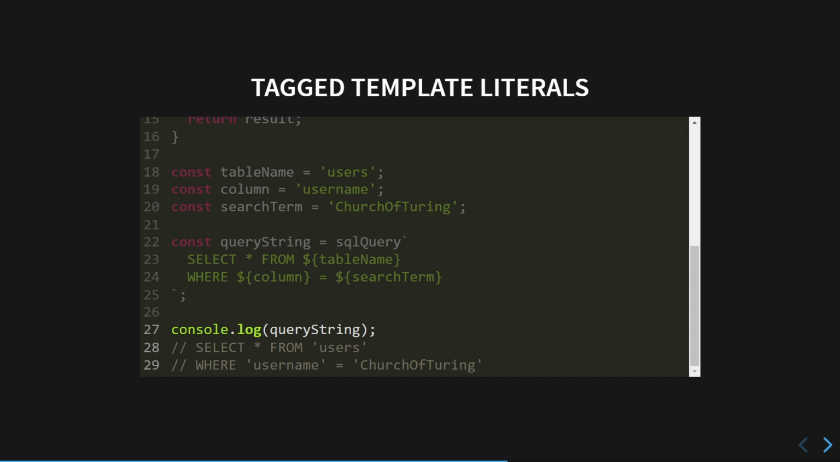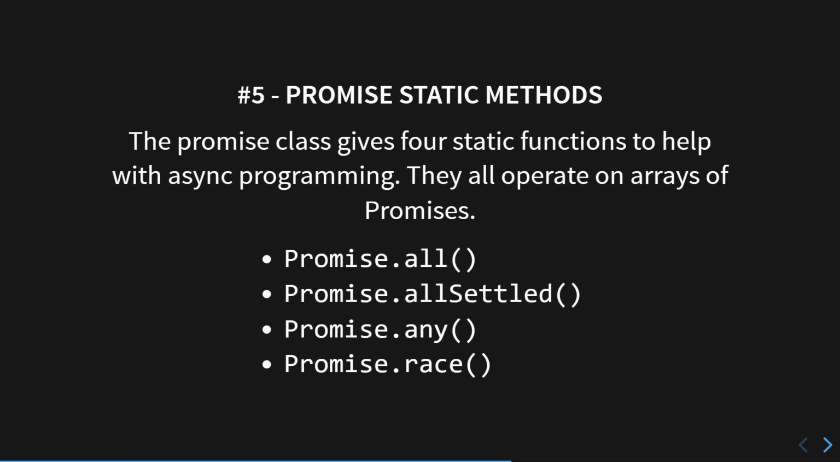Anyway, moving on. The next thing I wanted to talk about were the promise static methods. The Promise class gives four static functions to help with async programming, and they all operate on arrays of promises. So you might have used promises before, you might have used async await, things like that, but you can also use Promise.all, Promise.allSettled, Promise.any, and Promise.race. And I'll show you what these do in a second.